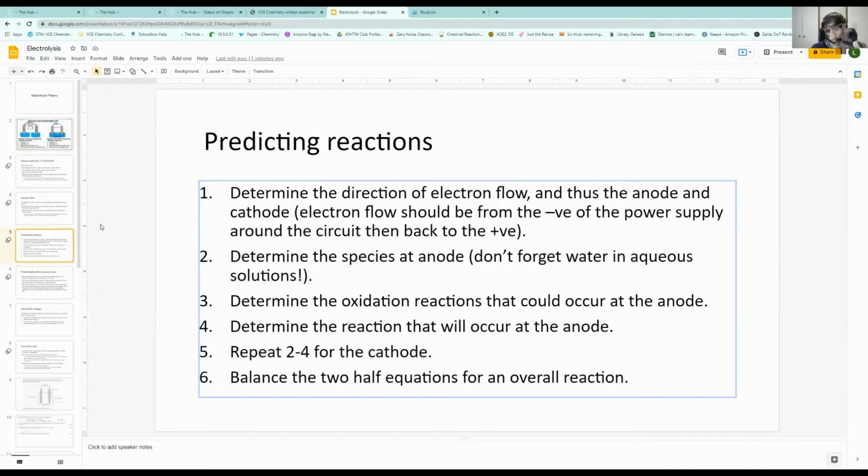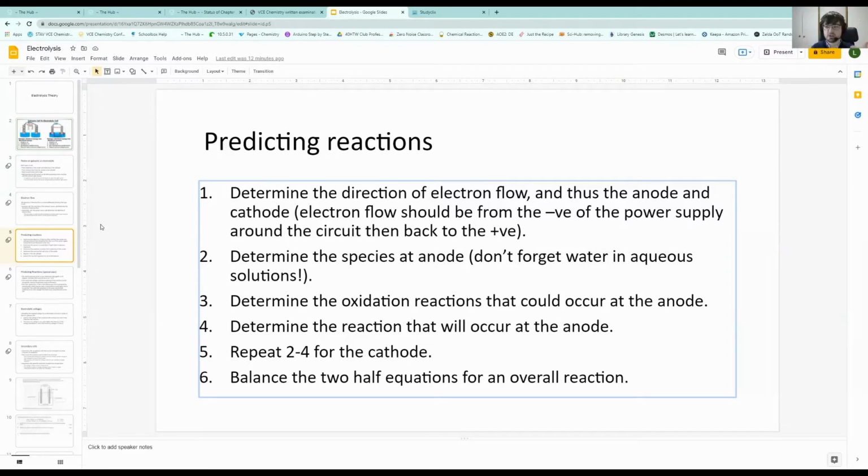Galvanic cells, we need to figure out the reaction. That's going to tell us the direction of electron flow. Electrolytic cells, we need to figure out the direction of electron flow, and that's going to tell us what's the anode and cathode. So you should immediately be able to tell from the power source, unless for some reason you're not told what the power source is. Normally you just plug it in yourself, so you know what it is.